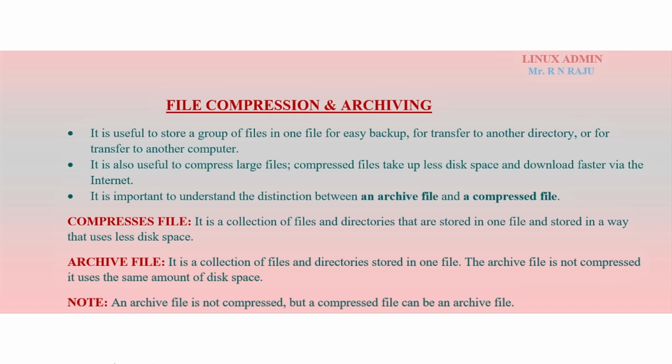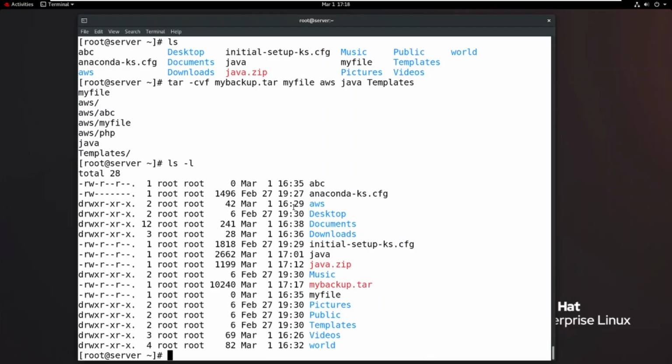Compressed files use less disk space. An archive file uses the same amount of disk space. Your original file sizes are 1.2 GB, and the archive file size is also 1.2 GB. That's why the file size is the same, but the advantage is that it combines multiple files into a single file.